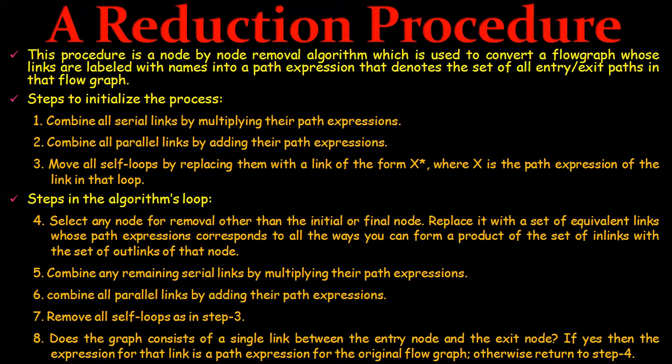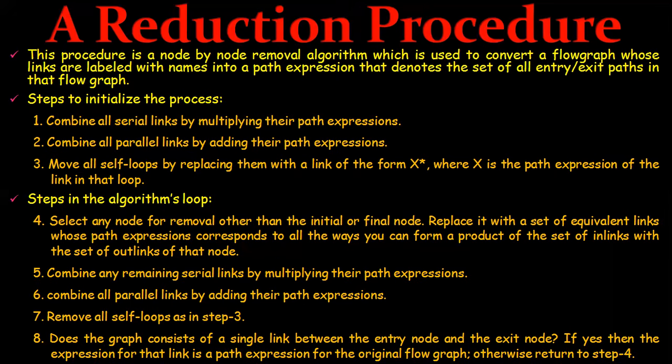Okay, so the steps we follow in this algorithm loop are steps 4 to 8. Here we have to select any node for removal other than the initial node or final node. Until we are left with the initial node and final node, we will be removing nodes one by one. Whenever we remove a node, we have to replace it with a set of equivalent links whose path expressions correspond to all the ways you can form a product of the set of inlinks with the set of outlinks of that particular node.